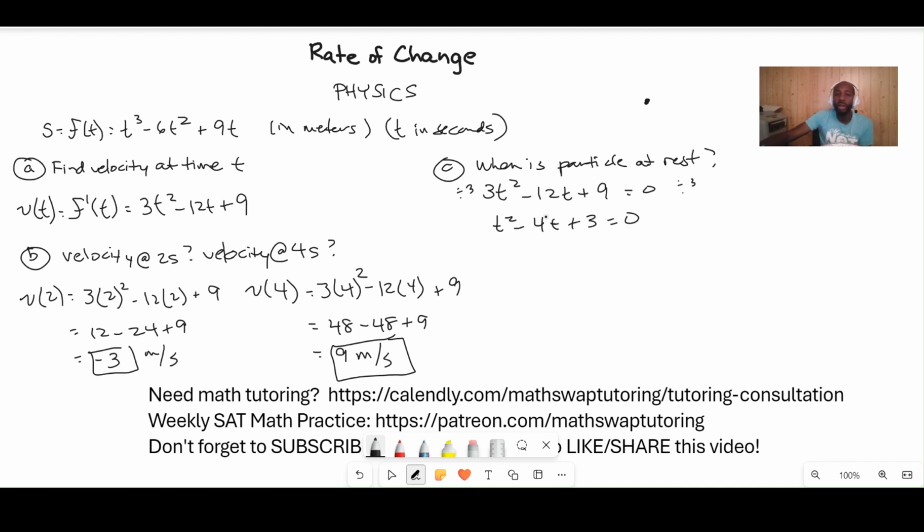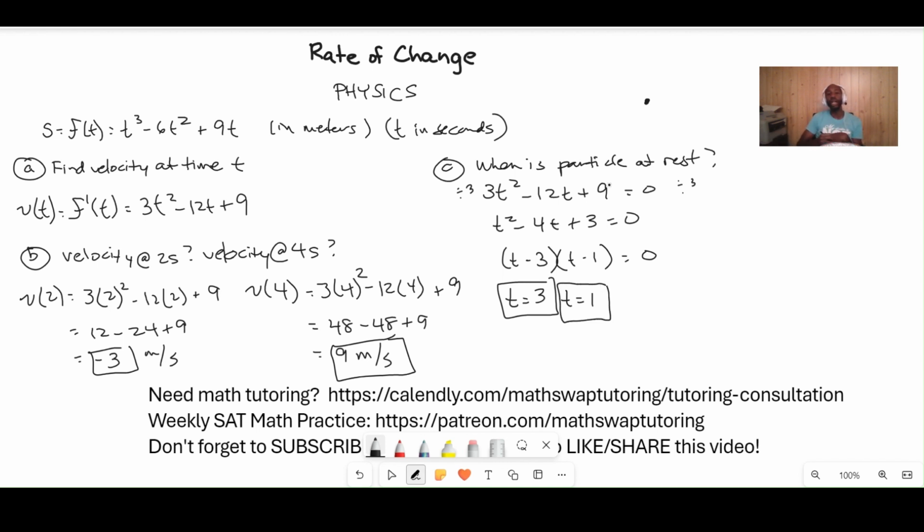Let's factor: what times what is 3 that will add or subtract to give you negative 4? So it's going to be (t - 3)(t - 1) = 0. If we solve these, when t is equal to 3 and when t is equal to 1, this is when the particle is at rest. So at these moments in time, the particle is at rest.